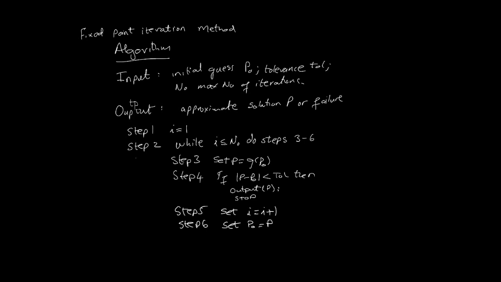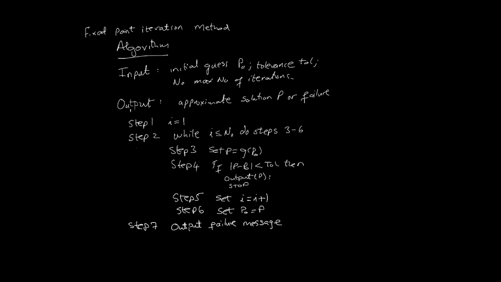And our last step, the final step, would be step 7: output a failure message indicating the algorithm didn't work. And that basically is the fixed point iteration method algorithm. You should be able to program that in anything. My preference would be using, for instance, Python or something like that. Okay, stop here. Thank you.